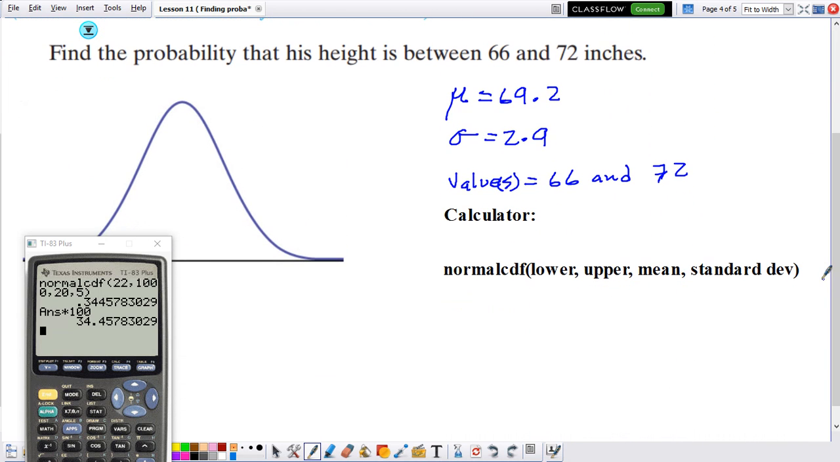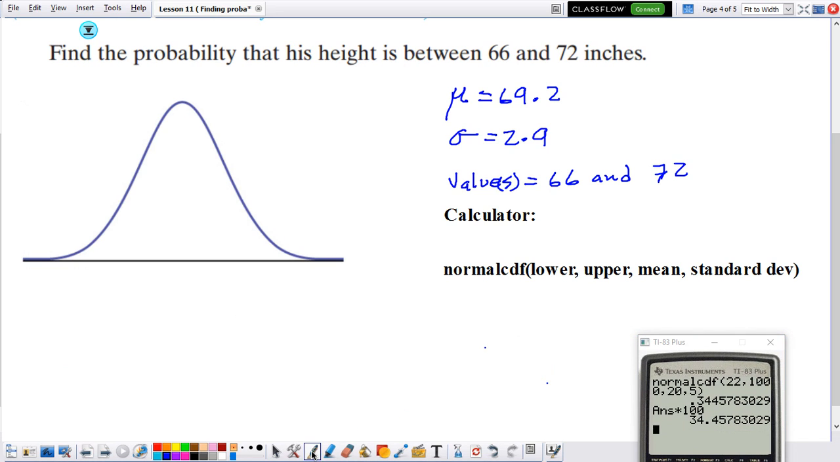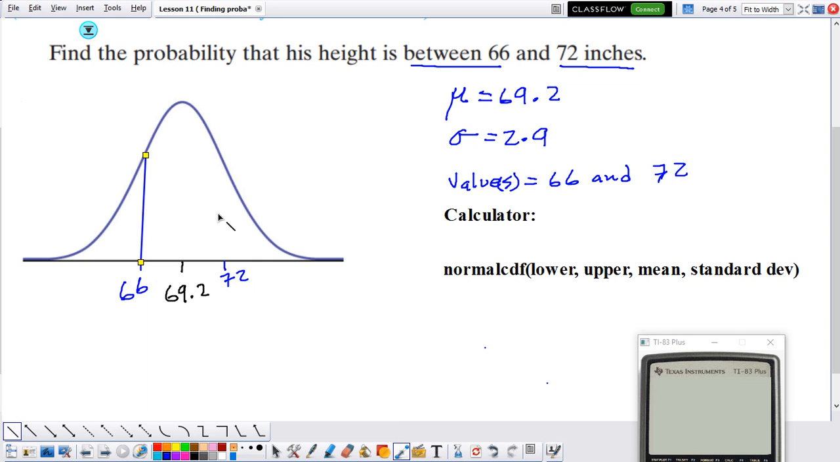All right, so before we start thinking about what we put on the calculator, let's just have a visual interpretation of what's going on here. So this is what we have so far. We know that the mean is right in the center. So the mean is 69.2, so it's going to be somewhere around here. Now we want to find the probability between 66 and 72. So if this is 69.2, I'm going to say 66 is around here, and 72 is around here. So the problem is asking us for this.